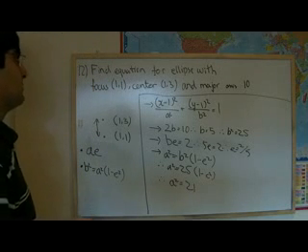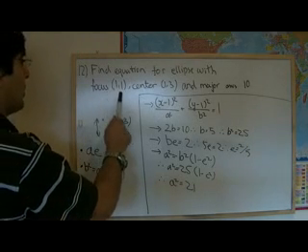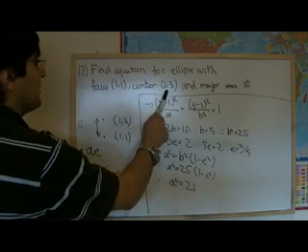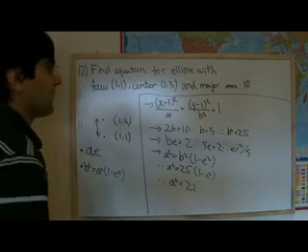We're going to do one more ellipse problem here. We've got to find the equation of an ellipse with focus at (1, 1), center at (1, 3), and major axis of length 10. How do we now solve this problem?